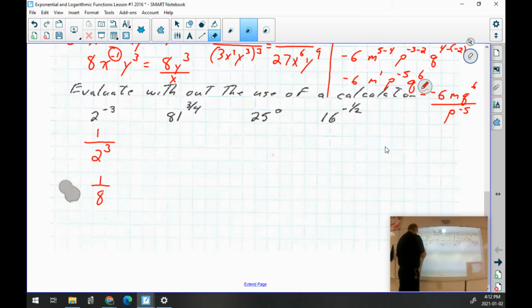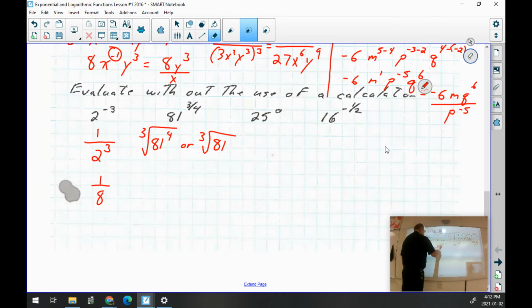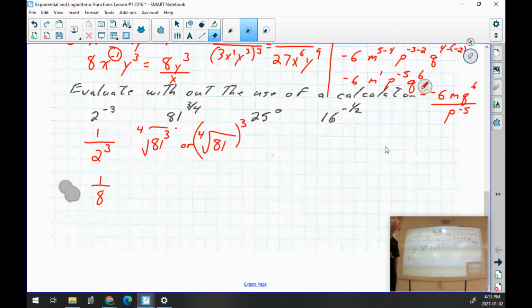What I could do here, I could write this 81 to the 4th and then take the cube root of it. Or I could take the, sorry, not the cube root, I got that messed up. The 4th root of 81 cubed, or the 4th root of 81 all cubed. Well, I could do both, but I do not want to multiply 81 by 81 by 81. So while this is true, I'm just going to ignore it. But what times itself 4 times gets you to 81? That is 3. So this entire thing in brackets simplifies to 3 cubed, and then 27.